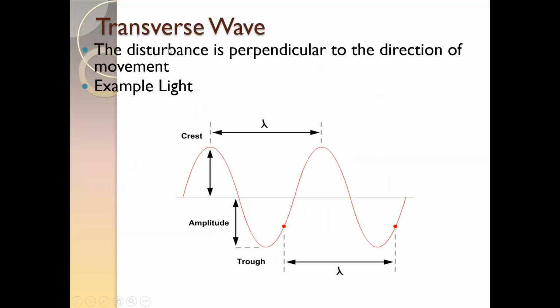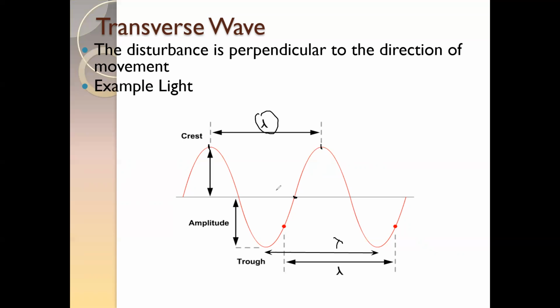Whereas the distance between two successive crests, like when we work out the distance between two consecutive crests, from one crest to another, that's known as wavelength and denoted by the Greek letter lambda. Same way, the distance between two successive troughs, from one trough to another, is also known as wavelength. Or there's another way: the length of one wave is also known as wavelength.